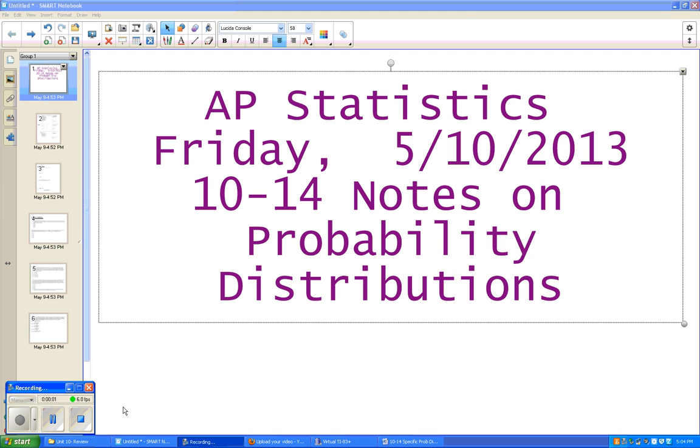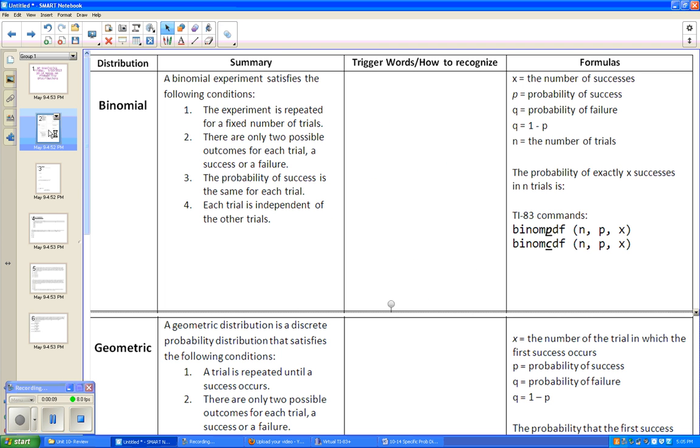Hi guys, today we're going to look at a video that is going to cover the material that you missed on Friday from the 1014 notes on specific probability distributions. So first let's just look through these really quick.